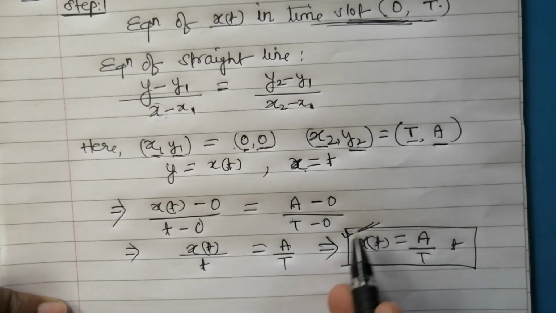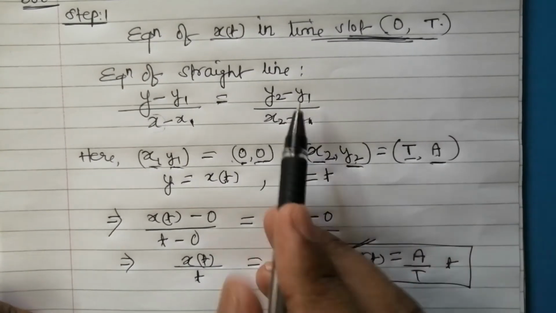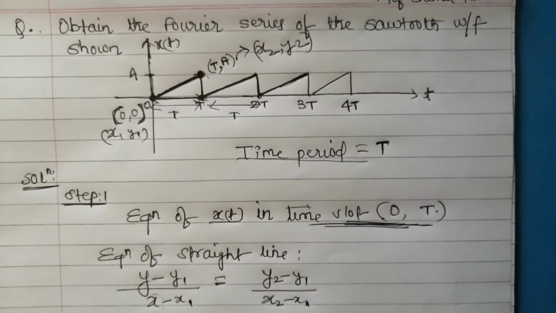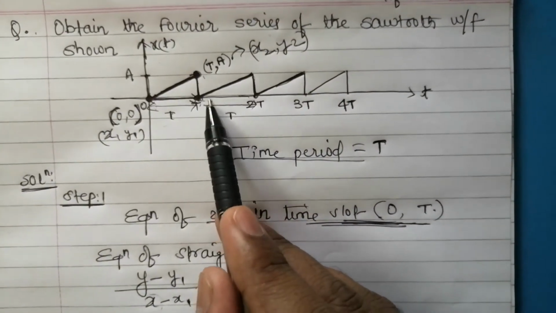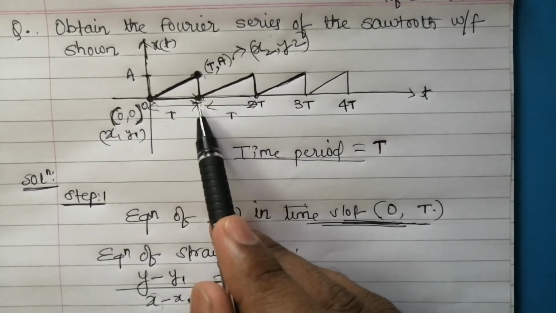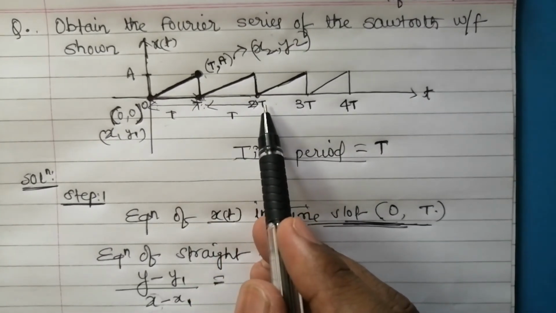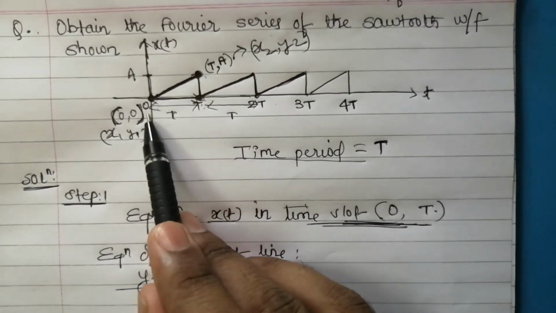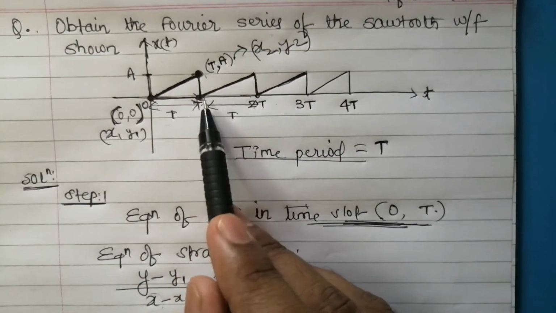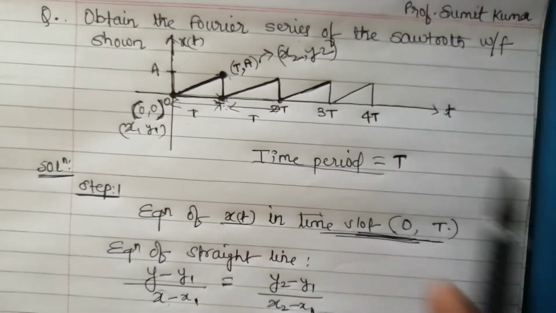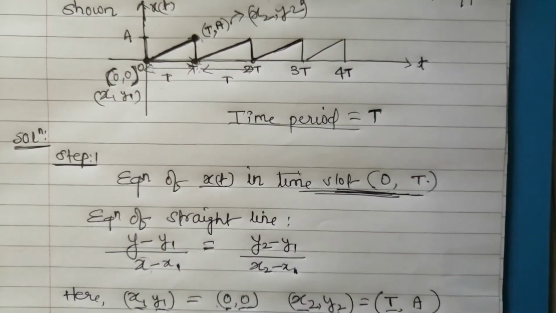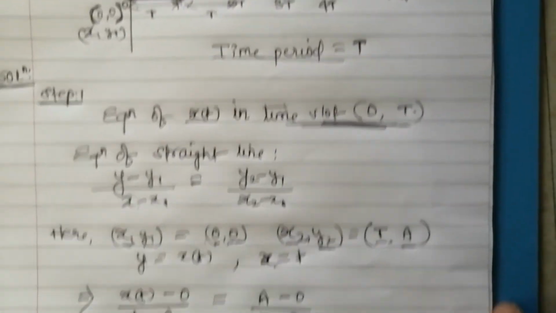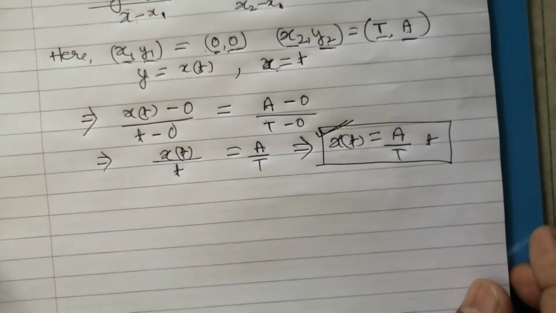So we have now written the equation of x of t in this particular time slot. We could have written the equation for this part also, that will be from t to 2t. But it is simpler: it is from 0 to t, and the same we will obtain for this also, so there is no issue. You can try it as homework to find x of t for the t to 2t part. Now let us proceed with the next step.